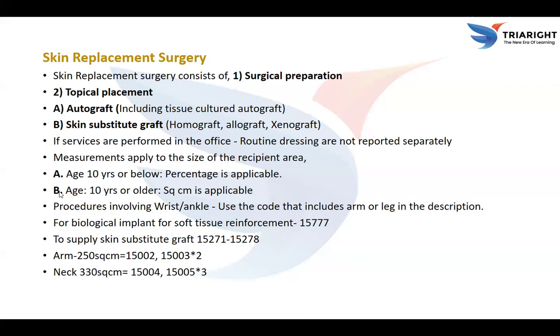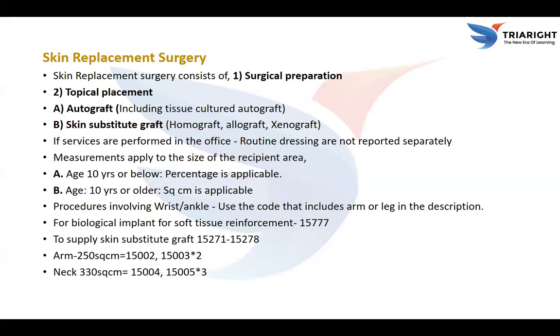Here the age-based measurement rules are: age 10 years or below, you have to use the percentage of the body surface area. Age over 10 years, you have to use square centimeter applied. So for children it is percentage, for adults it is square centimeter. Wrist or ankle rule: if the graft involves the wrist or ankle, you have to use a code that includes arm or leg, but not a separate wrist or ankle code.